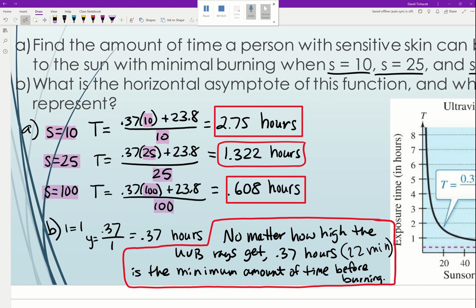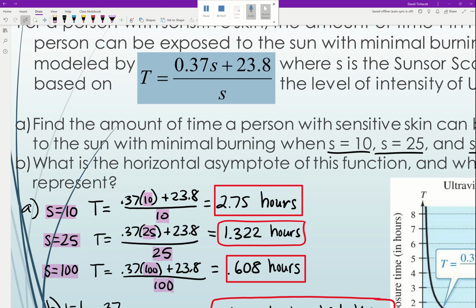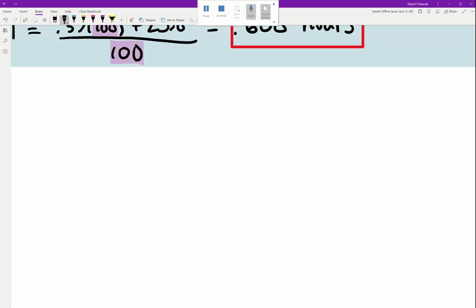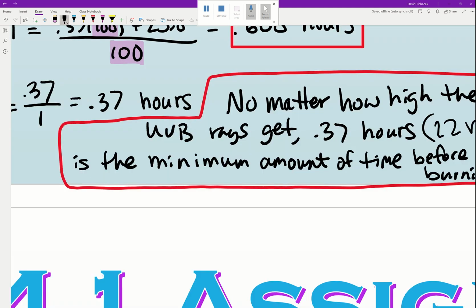And then it says for part B, what is the horizontal asymptote of this function and what does it represent? Well, if you look back at the function formula here, you notice that the degree on top is simply going to be 1. The degree on bottom is simply going to be 1. So we have equal degrees, so we know that the ratio of the leading coefficients is going to be equal to the horizontal asymptote here. So the leading coefficients here are simply going to be the 0.37 and 1. So if you simply take the ratio of those, we just get 0.37.